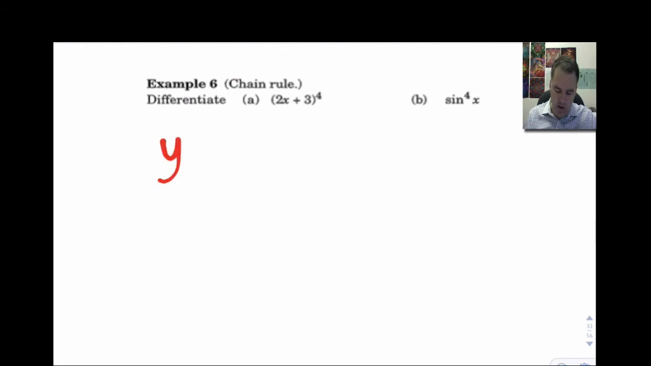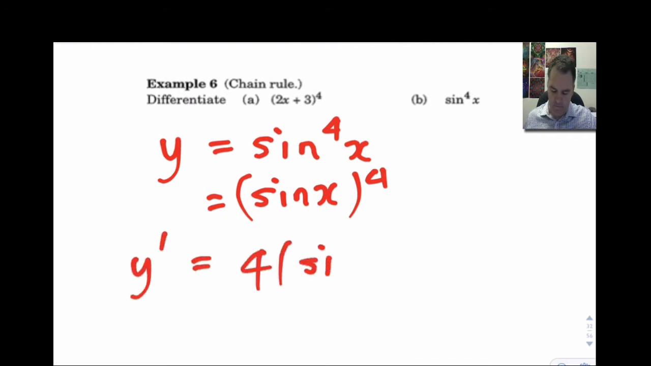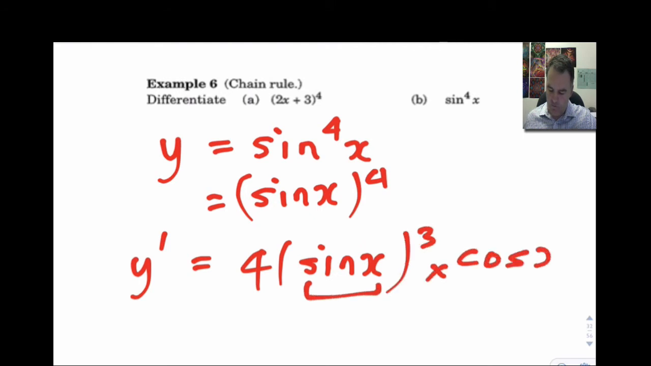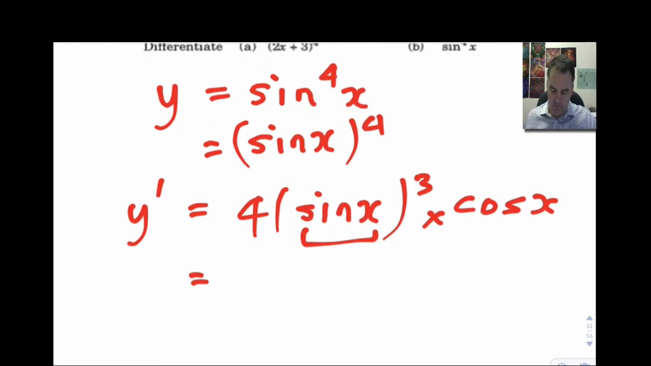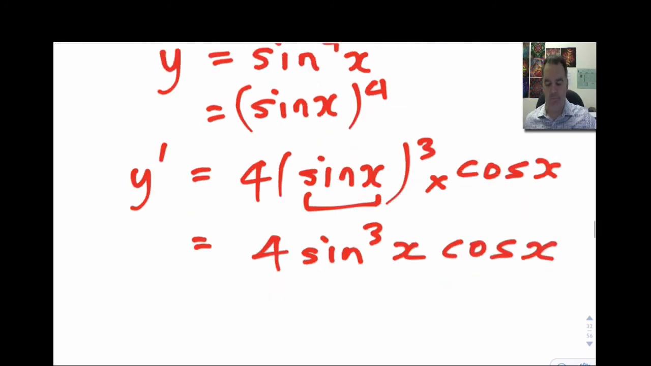So if we have y equals sine to the 4x, which is the same as sine x to the power of 4, then the derivative is going to be 4 sine of x cubed times the derivative of sine x, which is cos x. So I can write that as 4 sine cubed x cos x. So there's another one done using the chain rule.